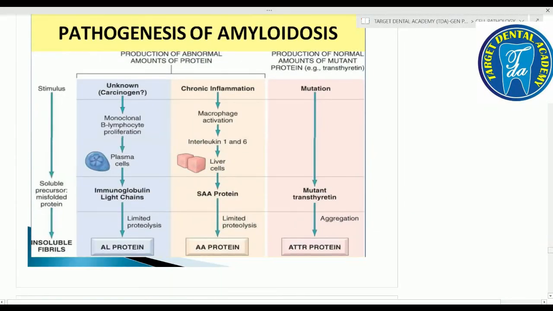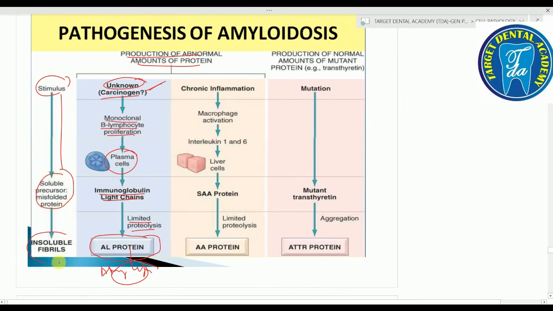Next, let's discuss the pathogenesis of amyloidosis. There is production of an abnormal amount of protein, of unknown etiology, leading to monoclonal B lymphocyte proliferation, which leads to plasma cells and immunoglobulin light chain. With limited proteolysis, it leads to amyloid light chain. There is a stimulus which leads to a soluble precursor, a misfolded protein, which leads to insoluble fibrils.